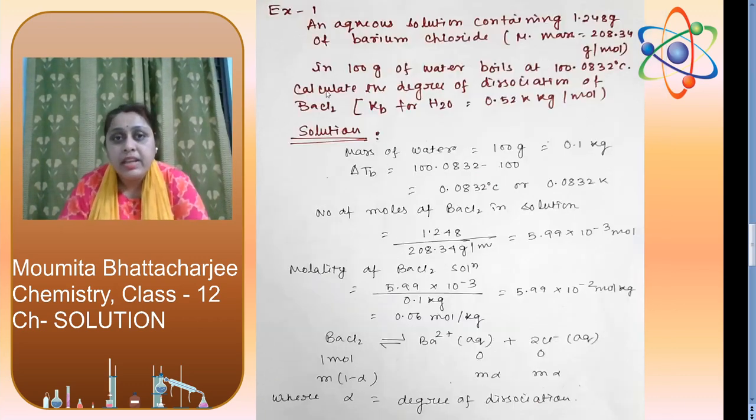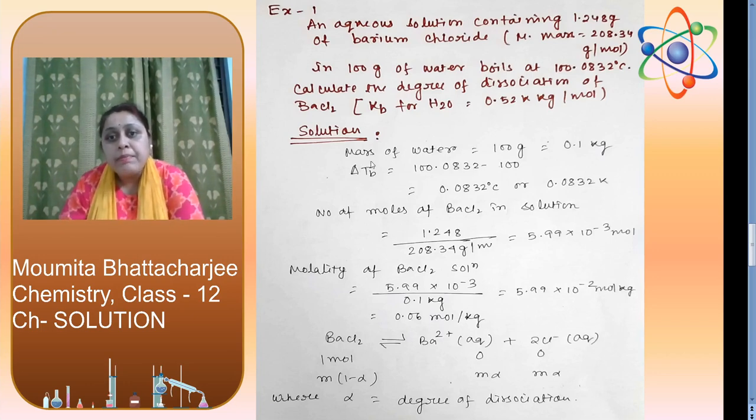Now it will be more clear if we discuss the following problems, the numericals. Here is example 1. An aqueous solution containing 1.248 gram of barium chloride, molecular mass 208.34 gram per mole, in 100 gram of water, boils at 100.0832 degrees centigrade. Calculate the degree of dissociation of barium chloride. Kb, that is the ebullioscopic constant for water, is given as 0.52 Kelvin kg per mole.